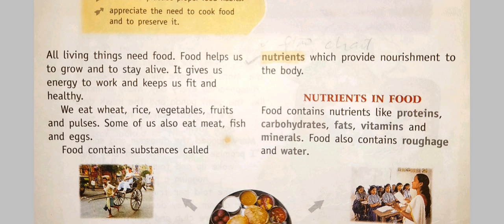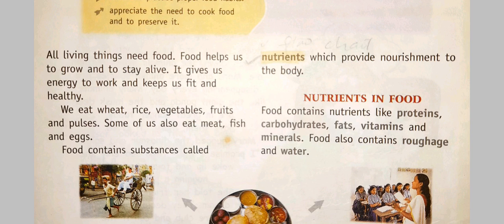Food helps us to grow, to stay alive. Third, it gives us energy to work. And fourth, it keeps us fit and healthy. What kind of food? Daily wheat, rice, different kinds of vegetables, fruits and pulses. And all these food items contain nutrients. Some of us also eat meat, fish and eggs.